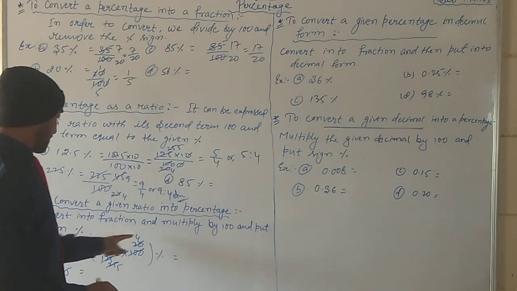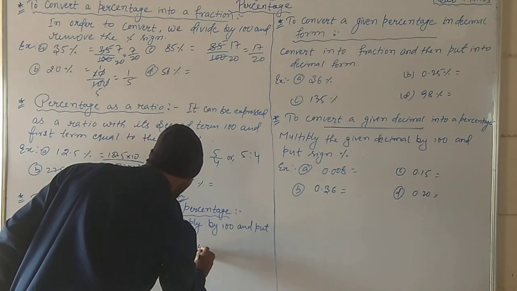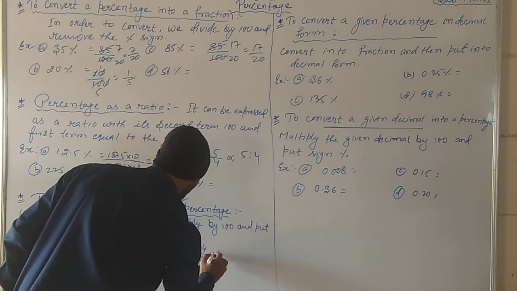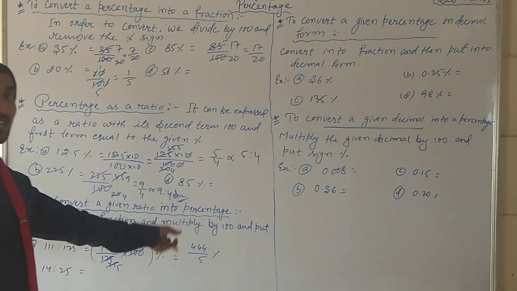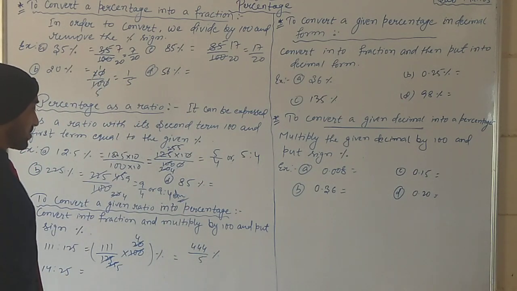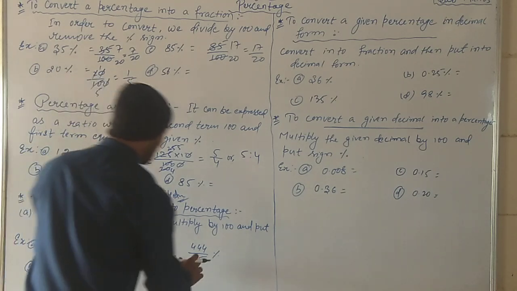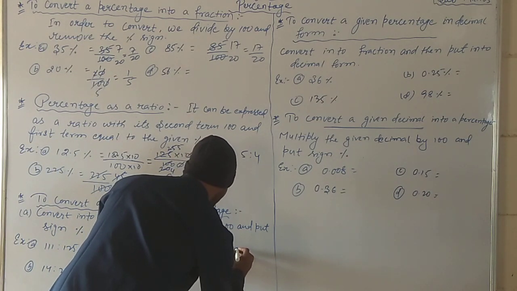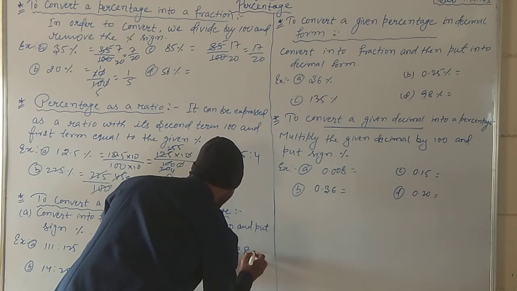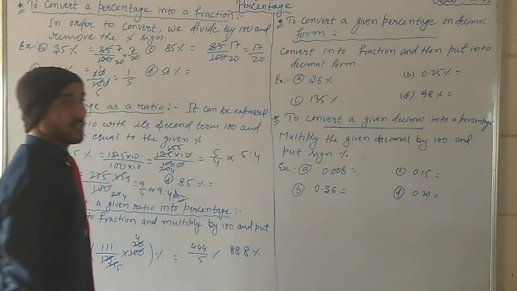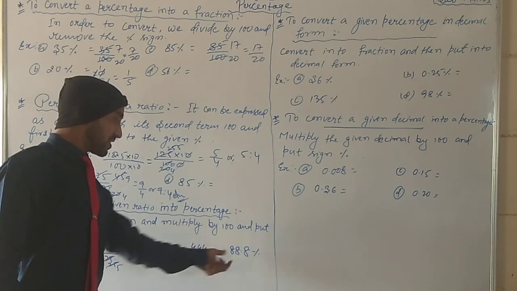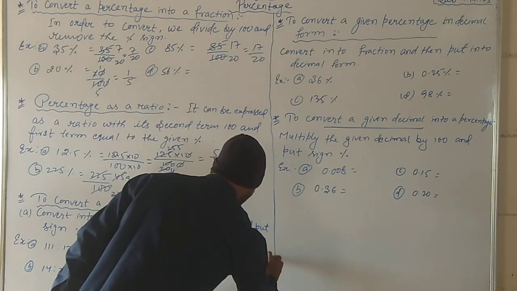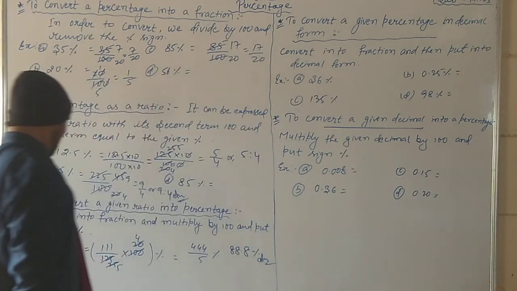What will be there? 4 by 5%. Now you can divide and then you can also put the decimal. You can see 5 8 is 40, 5 is 40, 5 is 40, 88.8%. Okay, students, when you divide, the answer will come to this.